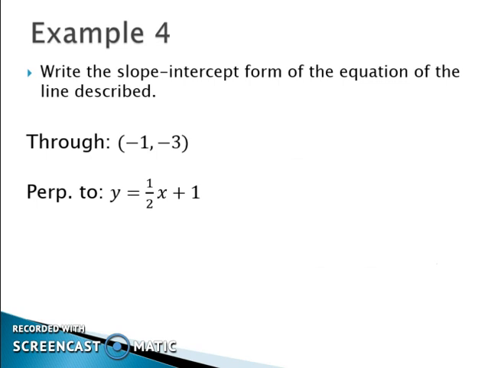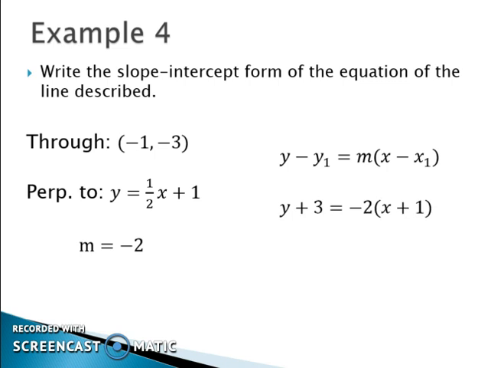Example 4, this time it says perpendicular to, and it gives us the equation y equals 1/2 x plus 1 through the point (-1, -3). First we need to find our slope. Well, our slope here is 1/2. So the perpendicular slope, which is change the sign and flip it, becomes -2/1 or just -2. Substitute into point-slope form. Our x1 is -1, our y1 is -3, and our slope is -2. Distribute the -2, we get -2x minus 2, and subtract 3 from both sides, and we get -2x minus 5. So that is parallel and perpendicular slopes and equations.